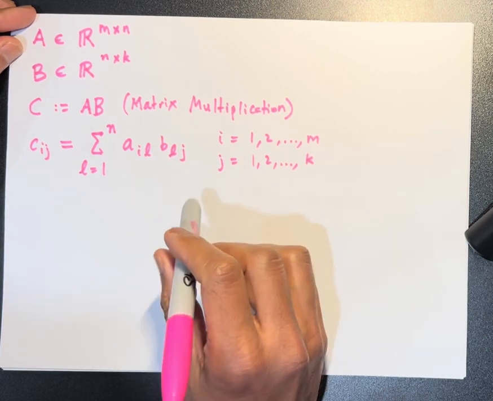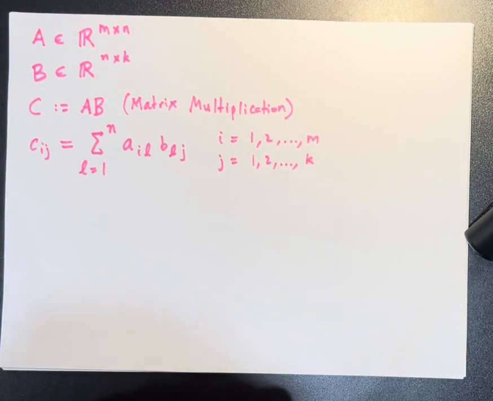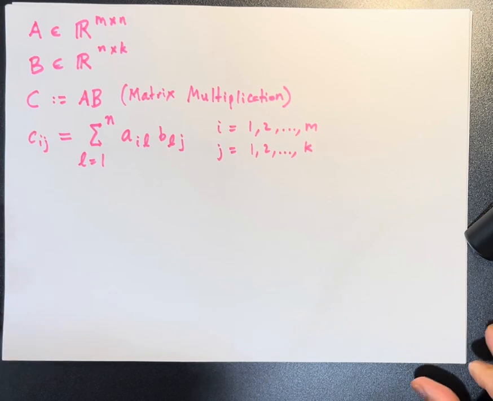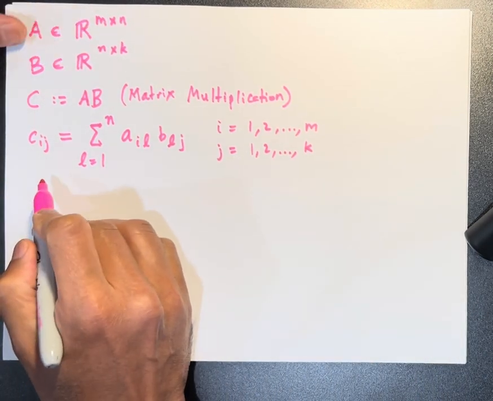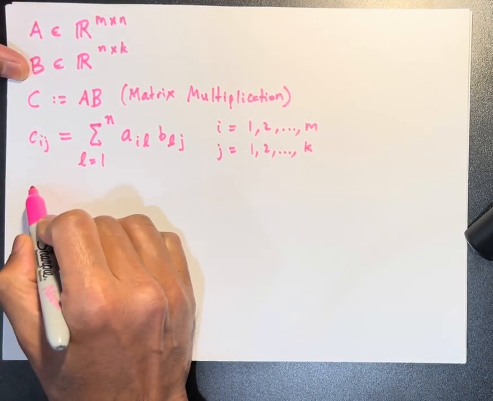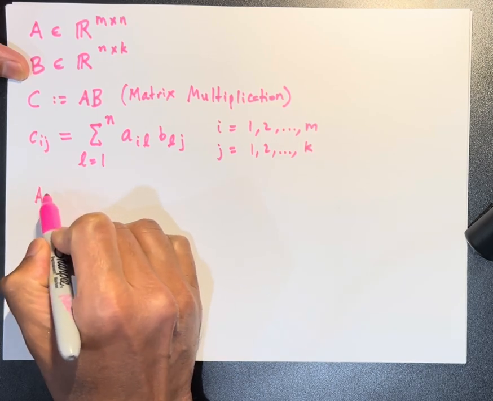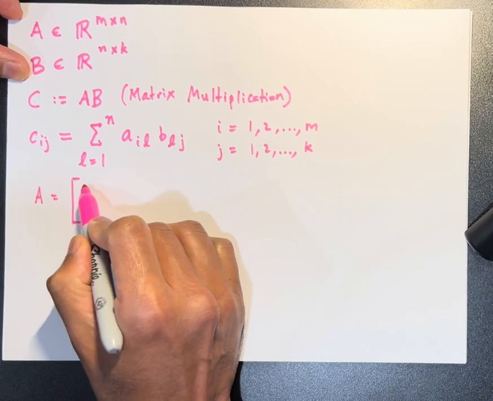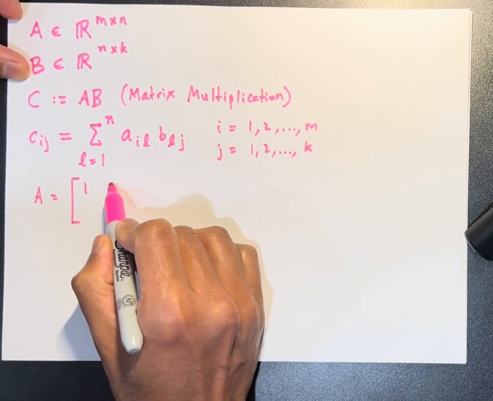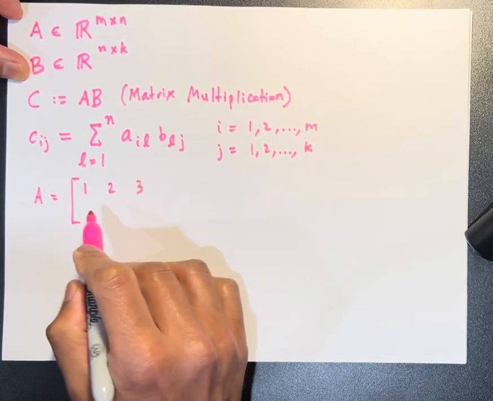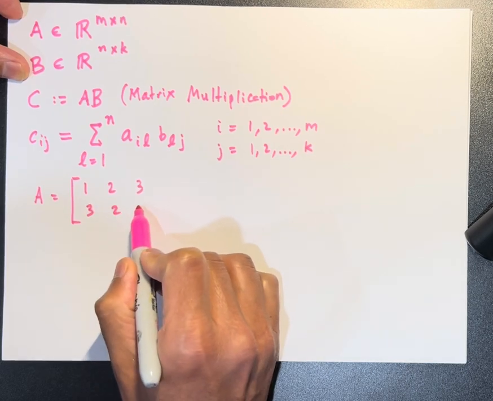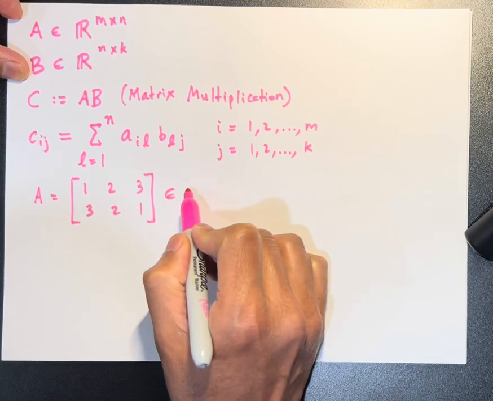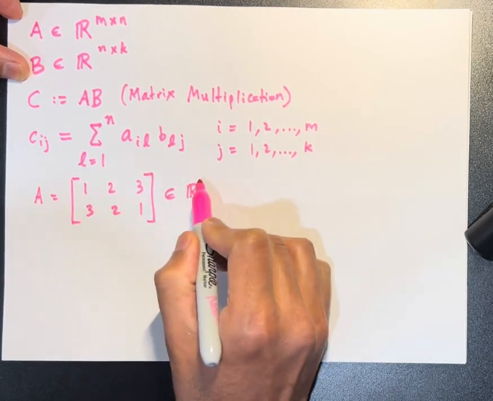When we work an example, this will become very clear. I'm not going to go more into theory because maybe this is already confusing. Let's take an example. This is example 2.3 in the book. If we take A equal to this matrix, 1 2 3, 3 2 1.